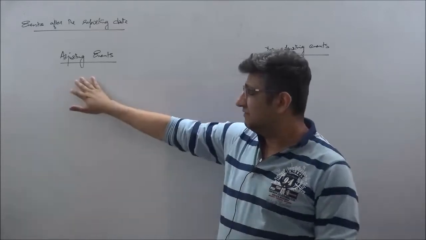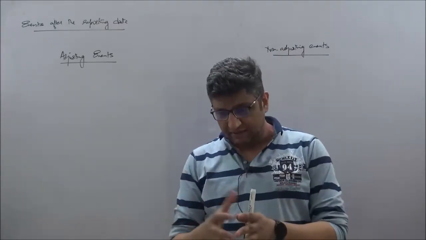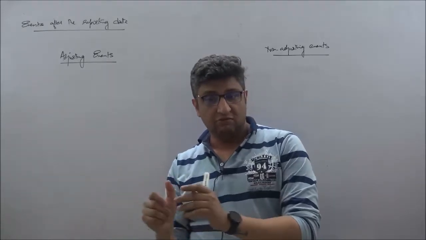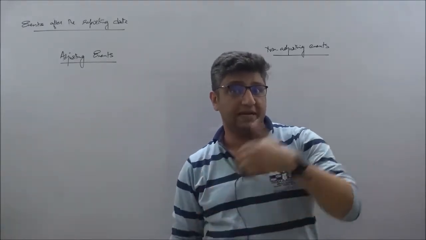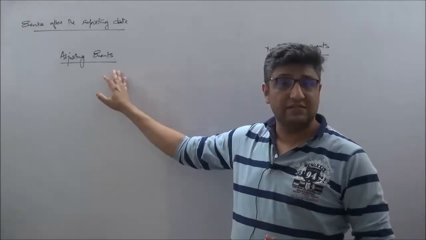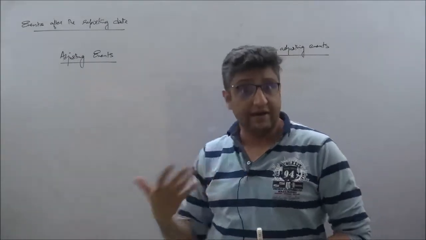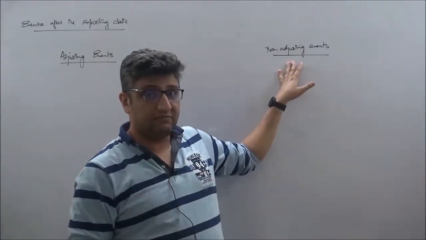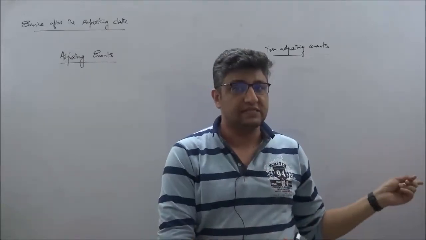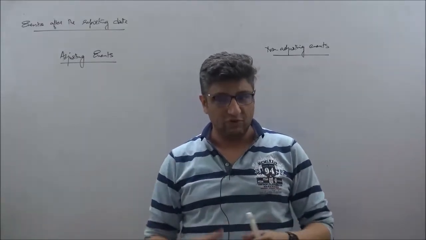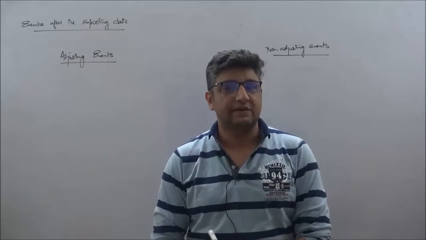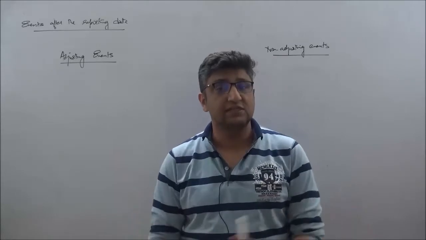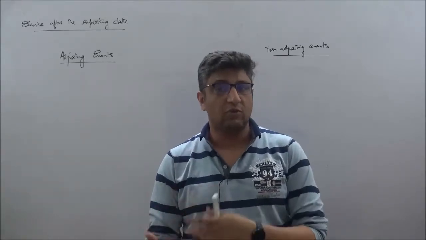When we say adjusting events, we are simply saying that the event has happened after the reporting date, but the financial statements for that reporting period shall be adjusted to accommodate such events because they are adjusting events, right? However, in case of non-adjusting events, we do not change or adjust those financial statements for that reporting period. Okay. Now, why we don't do it, and what are such instances? Let's try to talk about that as well.